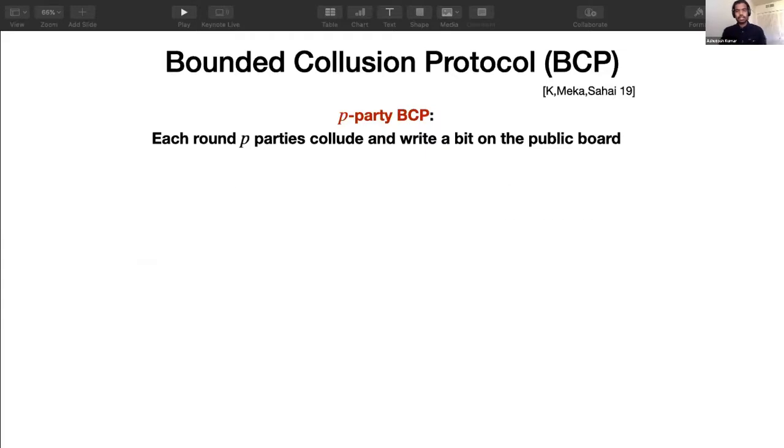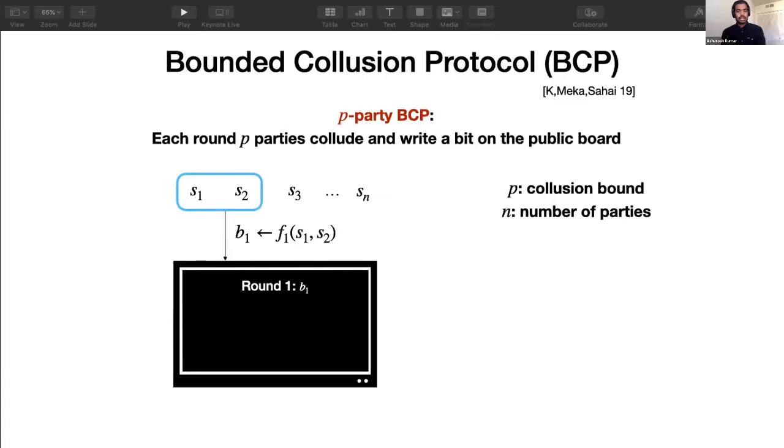So let's try to understand the model using an example of P equals 2. In this model, say in the first round, the first pair colludes and writes a bit on the board. Now based on the bit written on the board, adaptively any other pair can collude. Say the second pair colludes and writes this bit. So this process continues on.